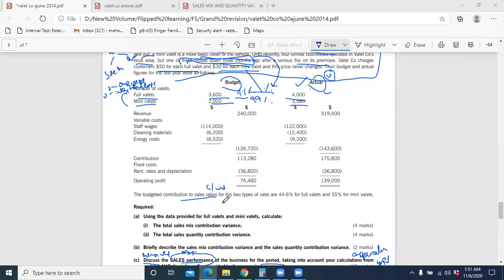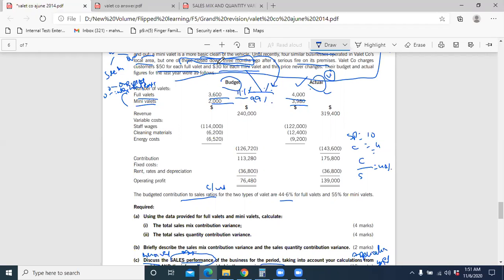You are given the contribution to sales ratio. What is contribution to sales ratio? Contribution is what percentage of sales revenue. That's what the contribution to sales ratio is. Like if I say the COS ratio is 40%, that means for every selling price of 10, you're earning a contribution of 4. That basically makes 40% of 10.